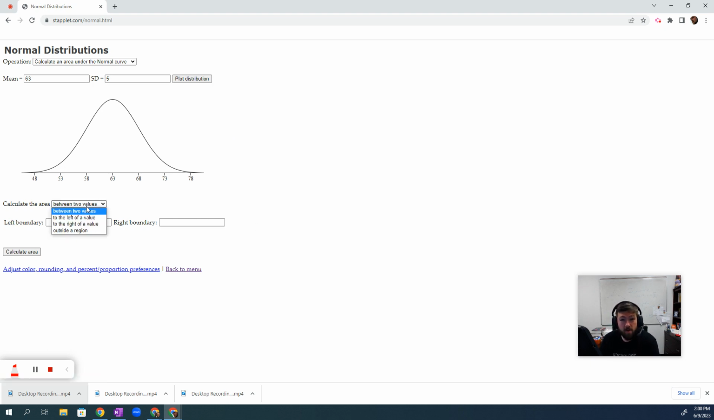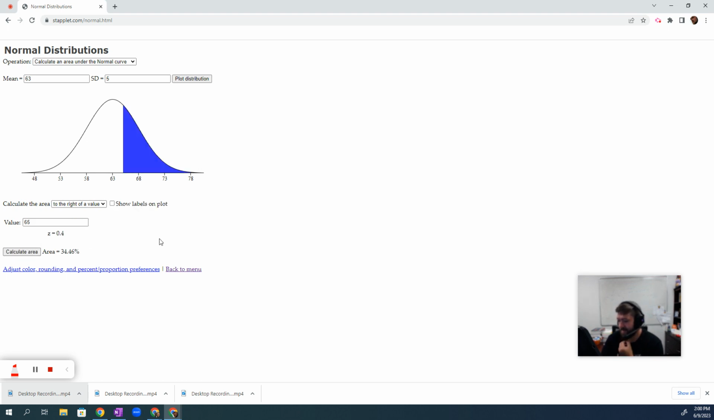So if we want more than a 65, that's to the right of 65. So to the right of a value, the value is 65. Area is probability, right? What's the probability that a randomly selected student scored more than a 65? It is 34.46%.